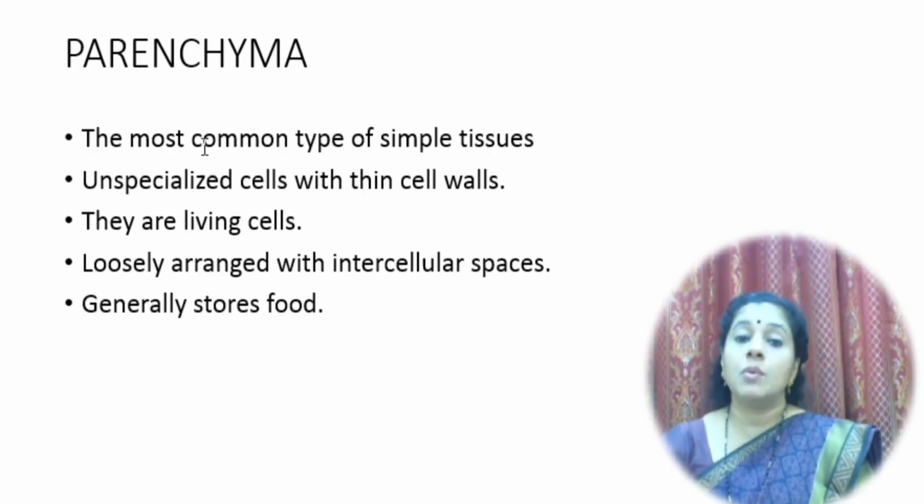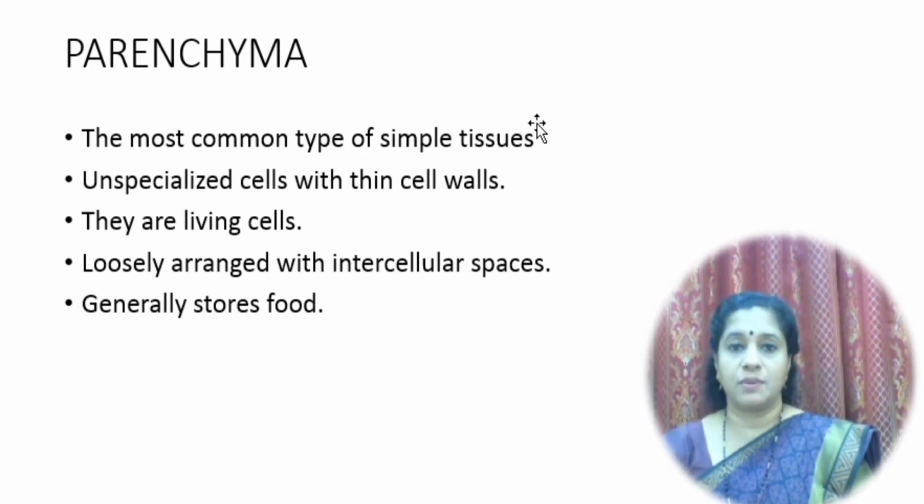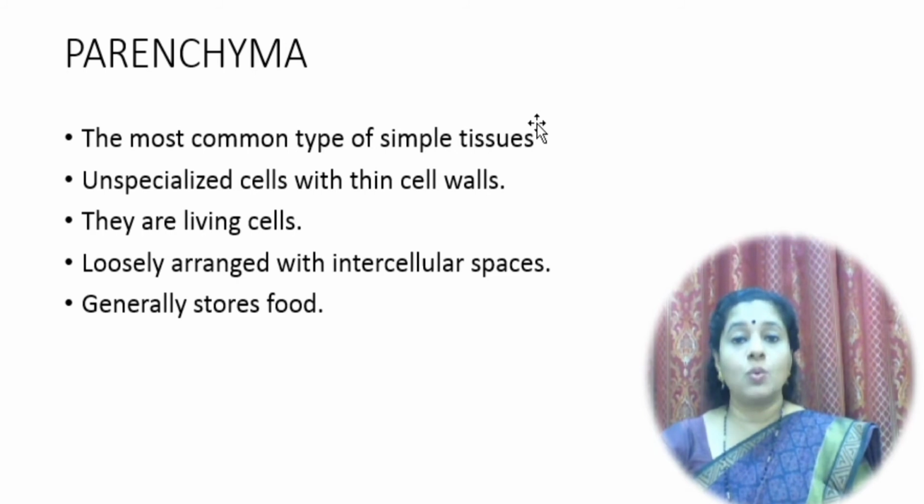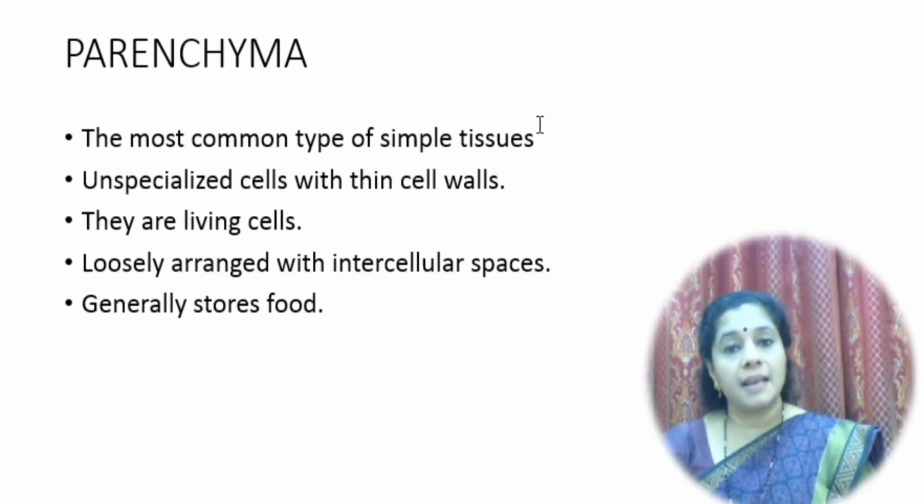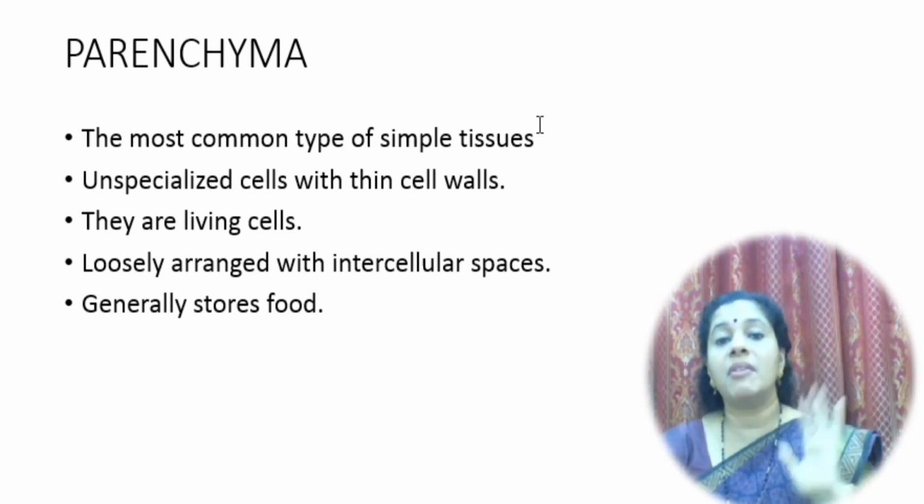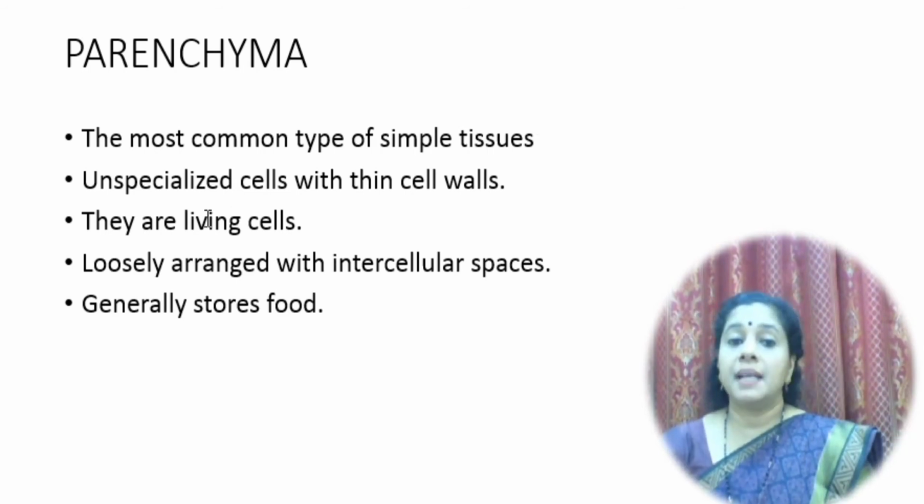Parenchyma are the most common type of simple tissues. That means they are found in almost all parts of the plant. They are found in the root, they are found in the stem, they are found in the leaf, they are found in the fruit. Or we can say the basic ground tissue or the basic plant body is made up of parenchyma. Parenchyma cells have unspecialized cells with thin cell walls.